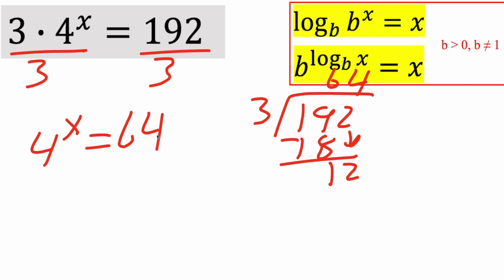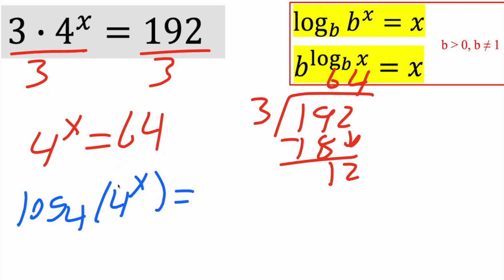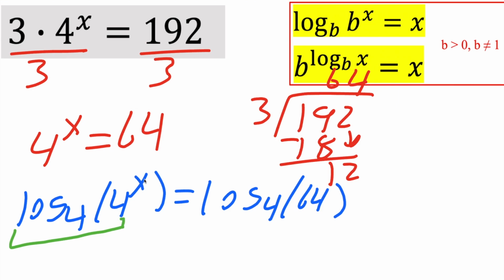Now we're going to apply the inverse properties of logs. In order to cancel this 4 out and apply the inverse properties of logs, what we could do is put a log base 4 on both sides. If you do it on one side, you have to do it on the other side. So we put it by the 64: log base 4 of 64. By doing this, this whole piece gets canceled and you just get your x. So we get x is equal to log base 4 of 64.